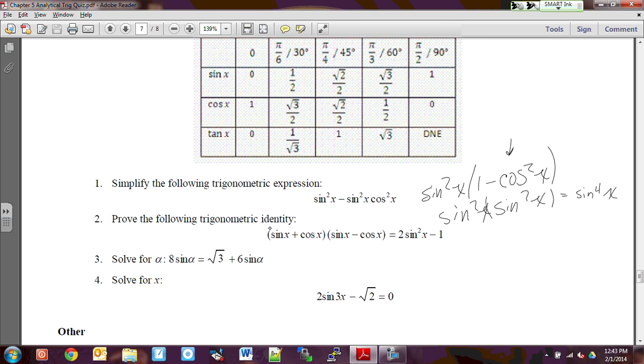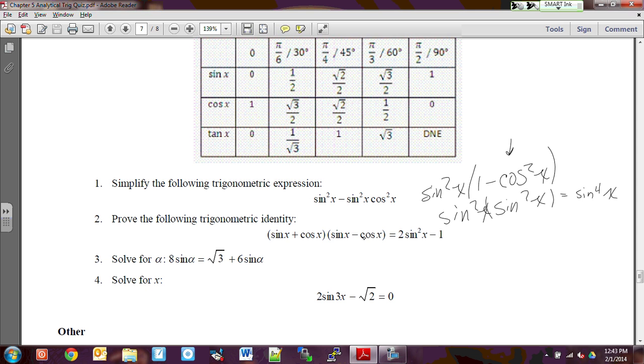Number two, prove the following trig identity. Remember, when you're proving these trig identities, you want to end up with one of three things as your answer. Number one, the same thing on both sides. Number two, 1 equals 1. Or number three, one of the three golden rules.